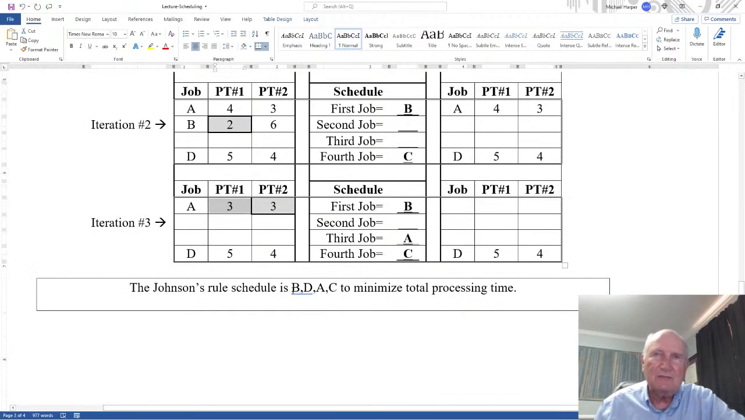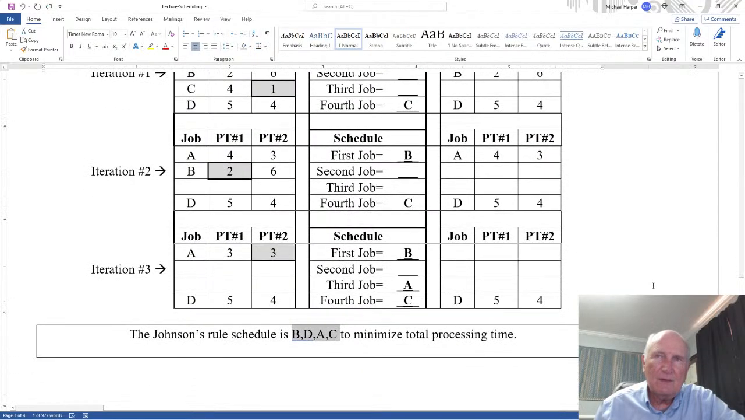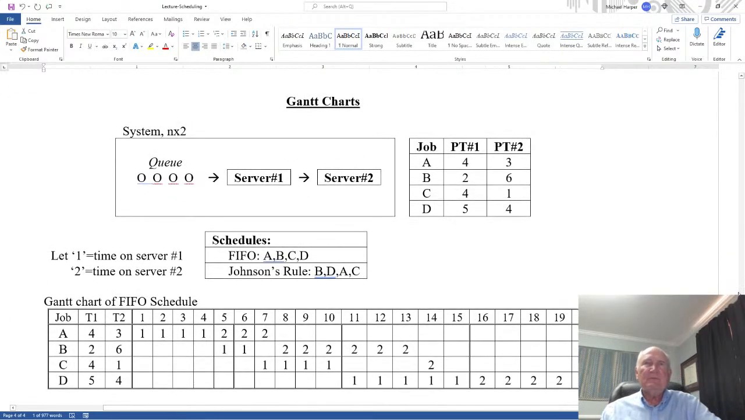Okay, so there's my Johnson rule schedule, BDAC, very useful, popular, and usually in processing within assembly lines or processing, a very important rule. Okay, next, let's look at Gantt charts. Gantt charts is simply a graphical representation of these schedules that we're looking at. So let's look at it.